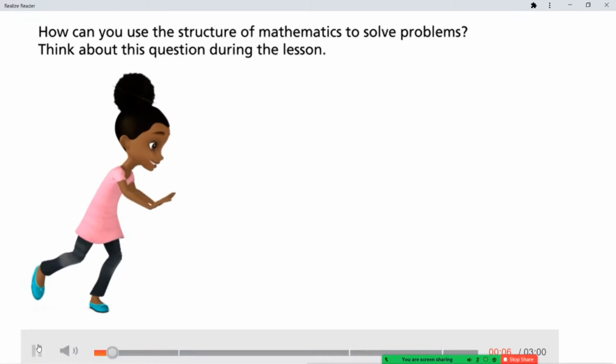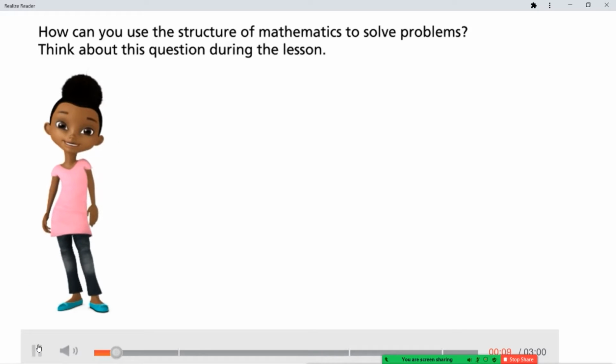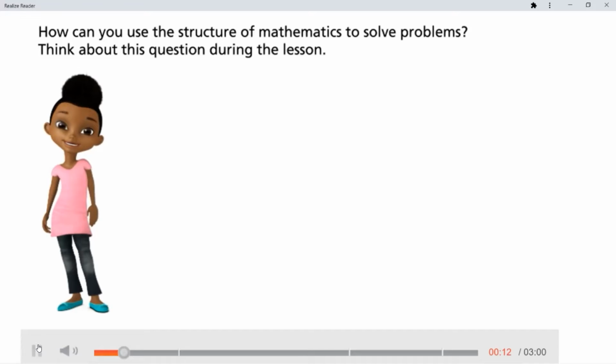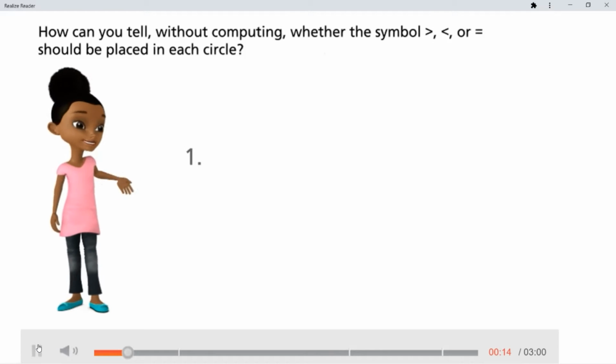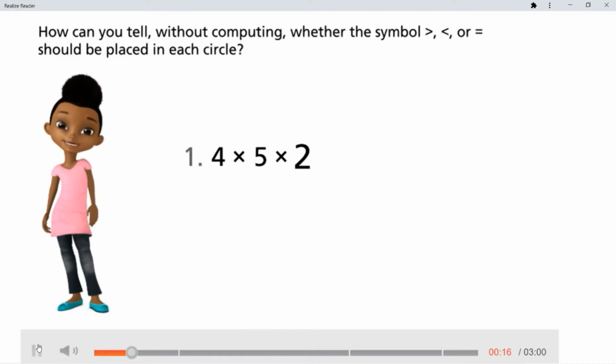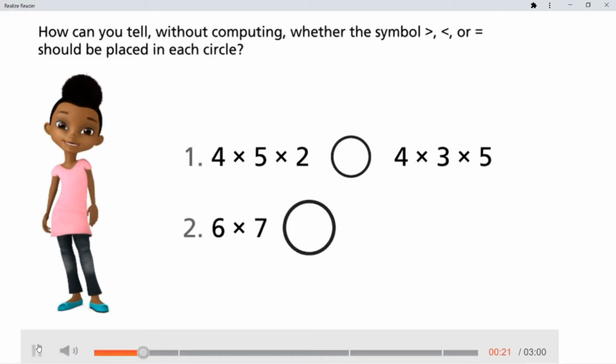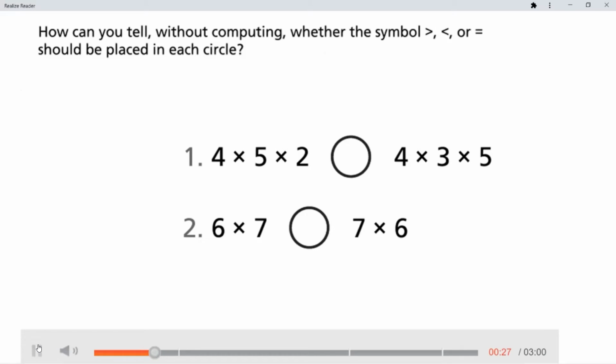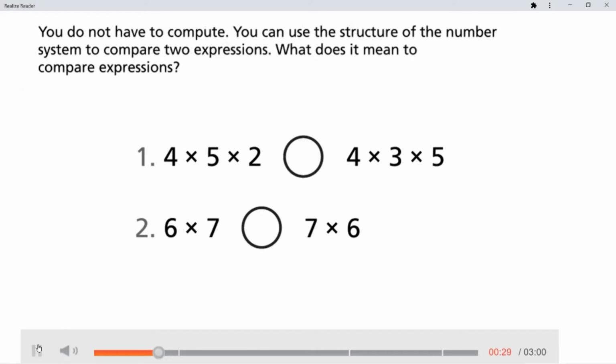How can you use the structure of mathematics to solve problems? Think about this question during the lesson. How can you tell, without computing, whether the symbol greater than, less than, or is equal to should be placed in each circle? You do not have to compute. You can use the structure of the number system to compare two expressions.